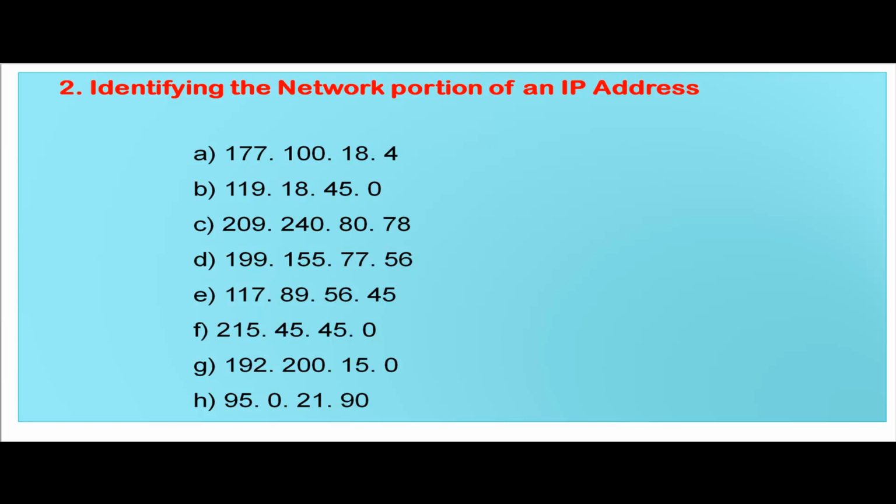So 177 is a class B IP address. For a class B IP address, what is the default subnet mask? It is 255.255.0.0. So this is the default subnet mask. Based on the default subnet mask, you can easily identify the network portion.